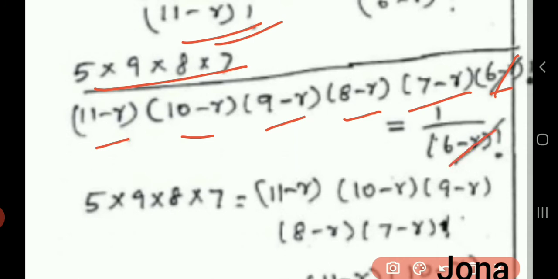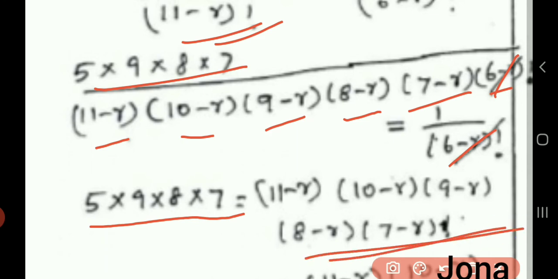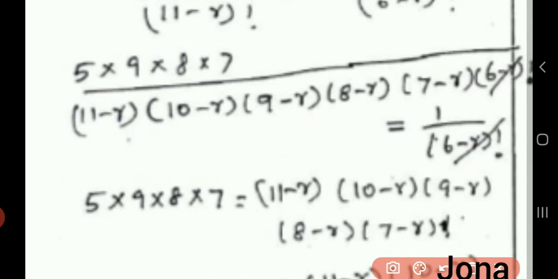The remaining things here: 5 into 9 into 8 into 7 equal to 1 divided by (11 minus r) into (10 minus r) into (9 minus r) into (8 minus r). Cross multiply that, so that we got it like this, with these things on the right hand side.